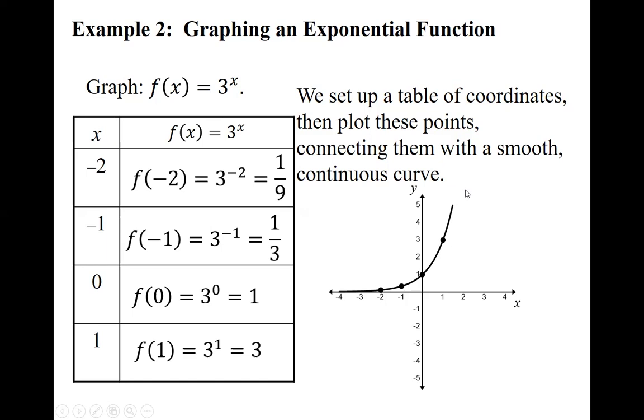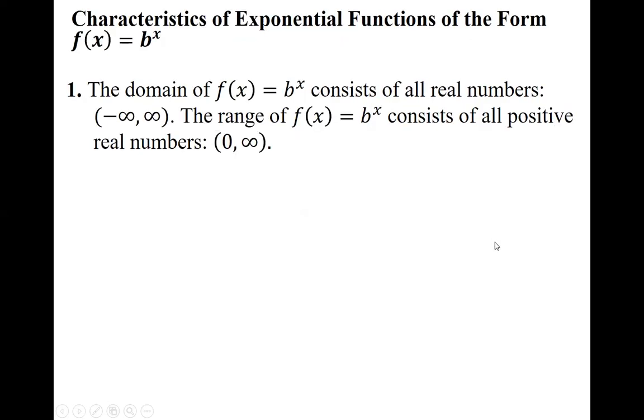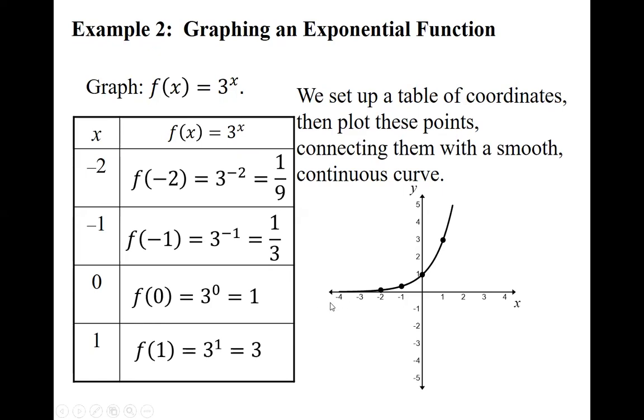Exponential growth is very fast growth. So the domain of f of x equals b to the x, some base to the x power, consists of all real numbers. We saw that on the graph. At negative infinity, we had graph, and at positive infinity, we have graph. It's just going to be way up there.